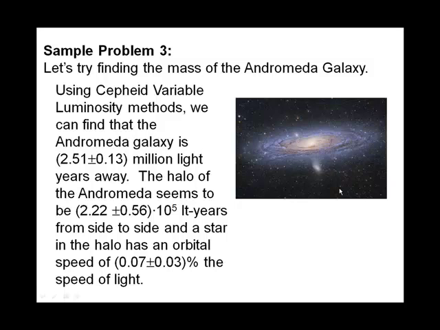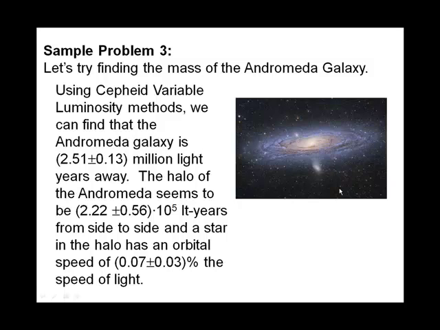Okay, let's try reading the problem and see if we can figure out what this problem is asking for and try to solve it. Notice there are lots of words in here you might not recognize, but basically, using something called the Cepheid variable luminosity method, we can find out how far away the Andromeda Galaxy is. It's 2.51 million light years away. That means it takes 2.5 million years for a photon of light from that galaxy to get from there to here. The halo of Andromeda is 2.22 times 10 to the 5 light years from side to side. By halo, we're talking about the suns in the very furthest reaches of the galaxy.